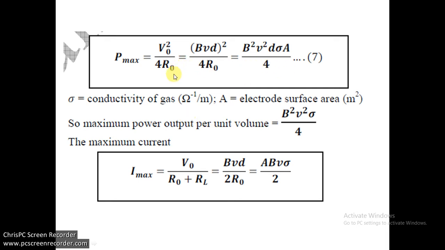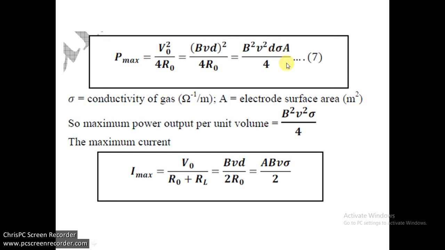By putting R equal to R naught, this expression becomes 4R square, VBD square, and in place of V naught we will put VBD. Here we will have V square, B square and D square. So R naught upon d becomes sigma. Sigma is the conductivity of gas. R means ohm, the inverse of ohm is mho, the unit of conductivity, per meter. So 1 upon d per meter like this. So d square, one d is cancelled out, d will be left over here.